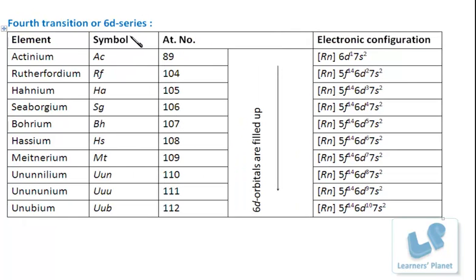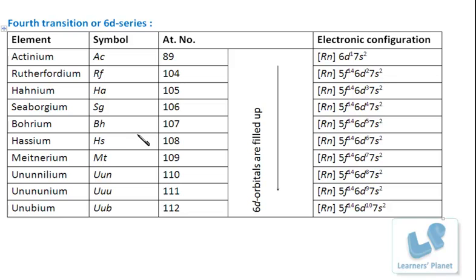Next is the fourth transition series, that is the 6d series. It starts with actinium. Remember, actinium and lanthanum are not the inner transition elements or f block elements. After actinium, there is 89, and after actinium there are 14 elements. After that comes the 5f14 6d2 7s2 configuration. After uranium, the elements are synthesized in the laboratories. We'll be discussing these inner transition elements or the f block elements later.